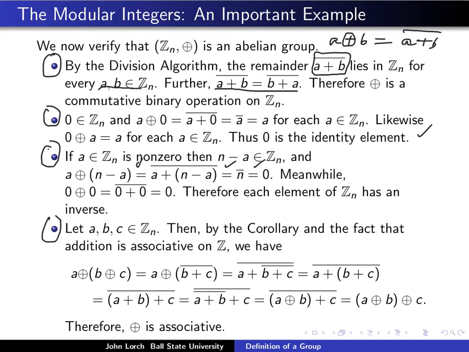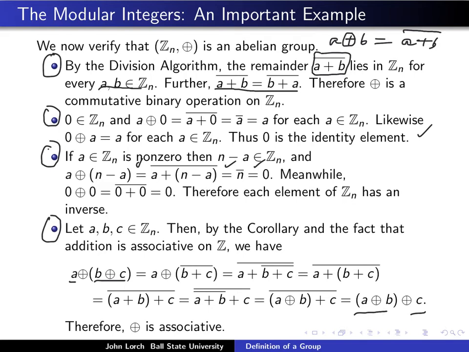And finally, and this is probably the most complicated of the verifications, is showing that the operation is associative. So here we begin with a, b, and c in Z sub n, and we take a plus the quantity b plus c. And we want to ultimately show that that's the same as the quantity a plus b plus c. And luckily, we are able to get from one to the other through a chain of equations.